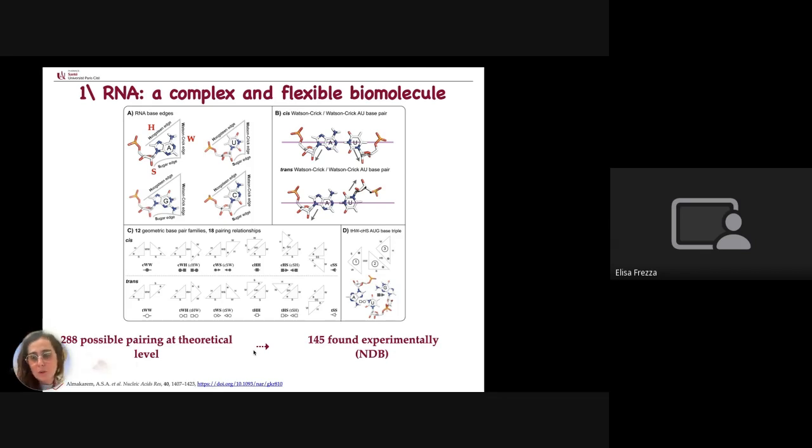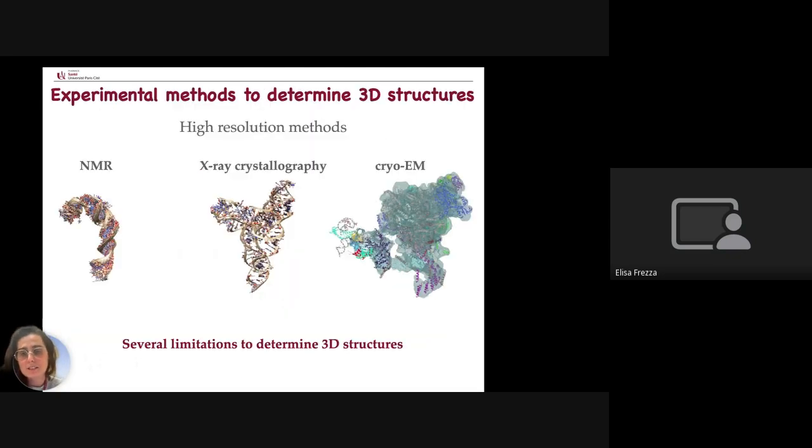Although not all of them were found experimentally, up to 145 pairings are observed in the NDB, which is analogous to the PDB for nucleic acids. This makes it quite complicated to determine structures, although we have high resolution techniques like NMR, X-ray crystallography, and cryo-EM, because the pairings can be different. Also, the ribose is much more reactive and flexible. We have several limitations in determining the structure.